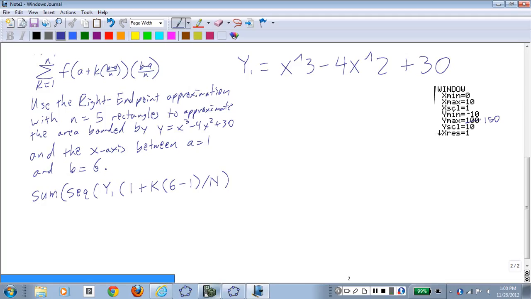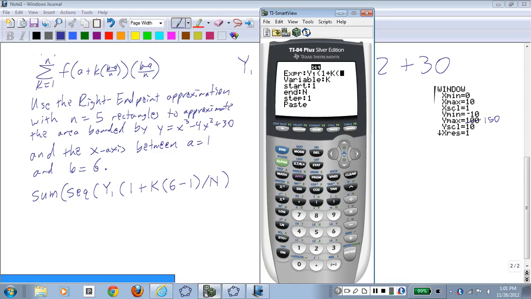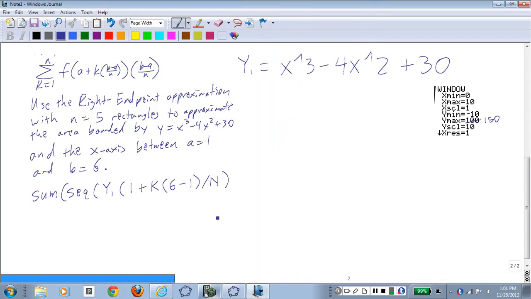We're going to evaluate the function at that number, and that's going to give us the height of the rectangle for k equals 1 and for all values of k. That's going to give us the height of the rectangle. So let me type that in. K times 6 minus 1 divided by alpha n. N is on the log button, so alpha log. And I'll close the parentheses there. Come back to this now.